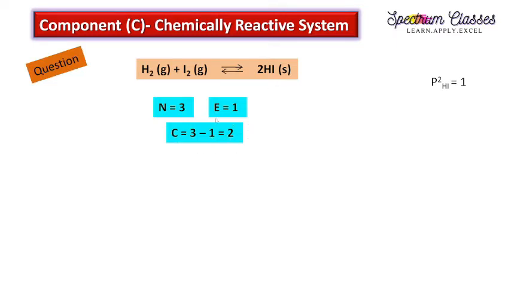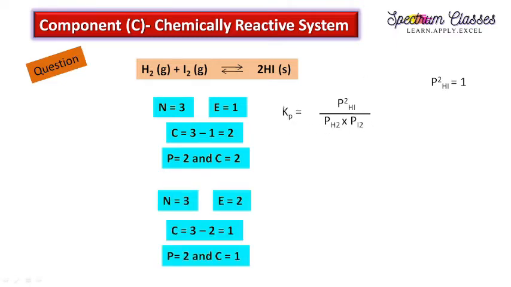Out of these three, we must know at least two components to define the two phases of this system. One is the gas phase and the second one is solid. So it is a two phase and two component system. I have also solved this with the help of the equilibrium constant. Suppose we write for this given equilibrium the equilibrium constant in partial pressure terms: partial pressure of hydrogen iodide divided by partial pressure of hydrogen gas into partial pressure of iodine gas.